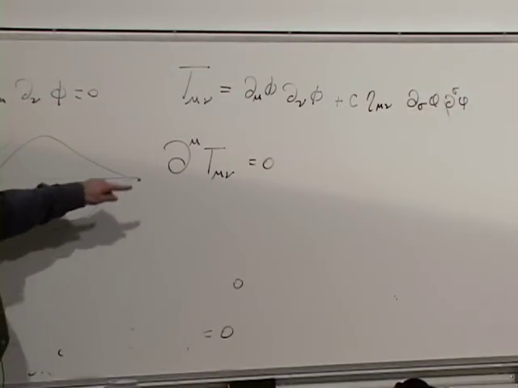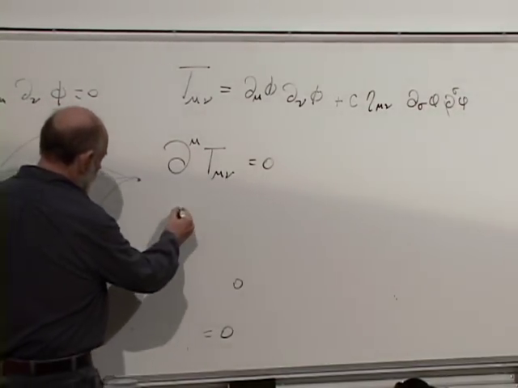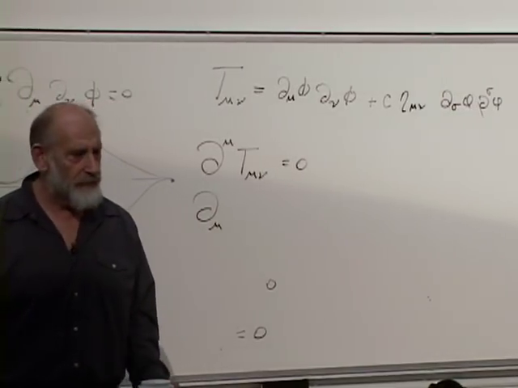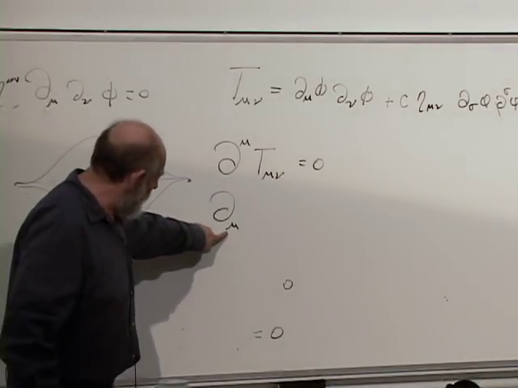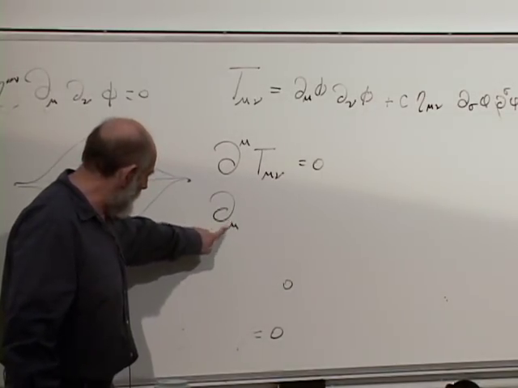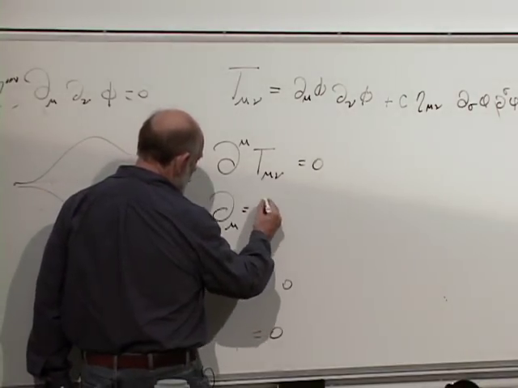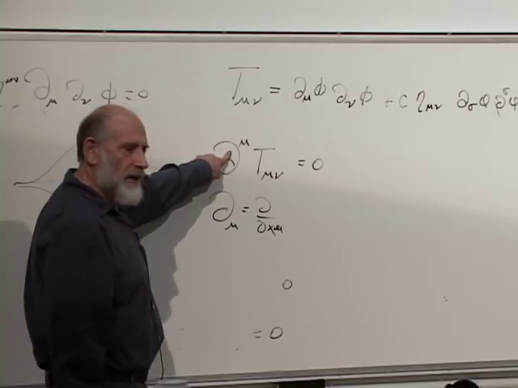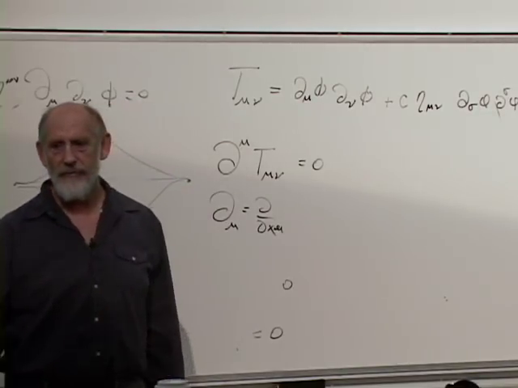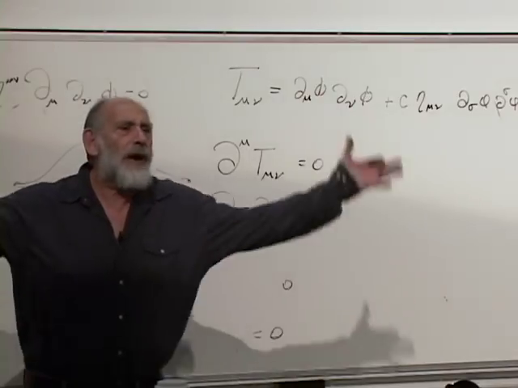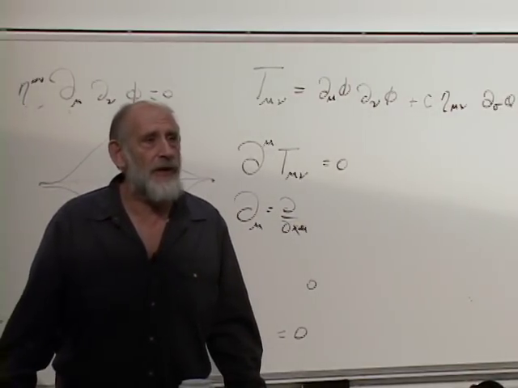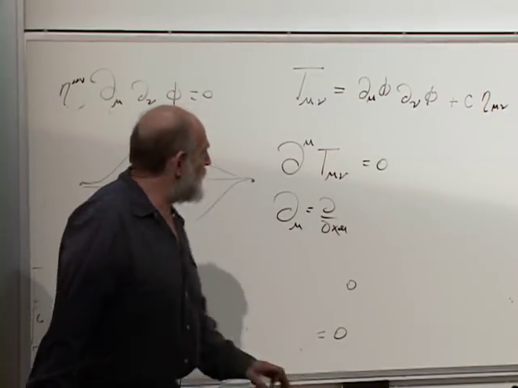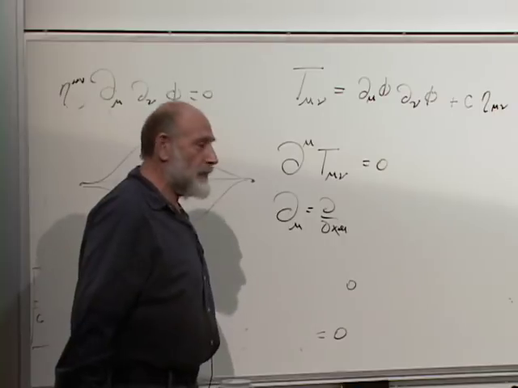Now, this is a funny looking expression, derivative. You know what d sub mu means, right? That means derivative with respect to x mu. And it's got a covariant index downstairs, d by dx mu. What does a differential sign like this mean with an upstairs index? You just raise the index. What do you use for the metric to raise the index? Eta mu nu. So this is a perfectly well-defined symbol with an upstairs mu there.